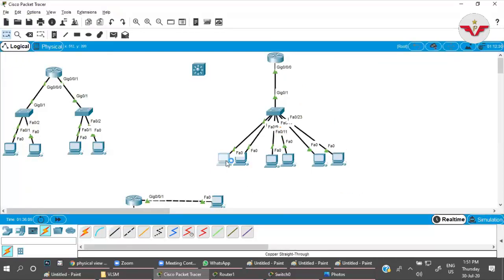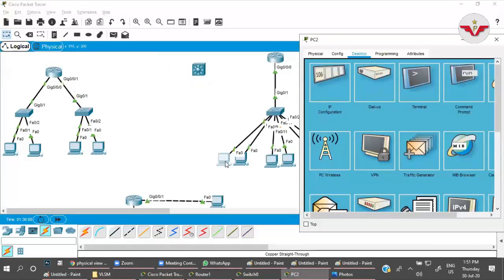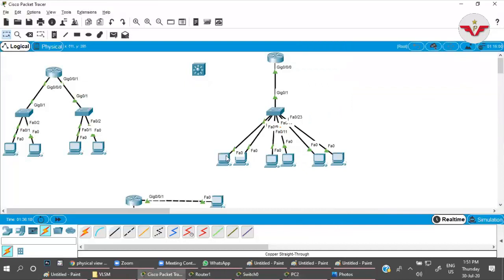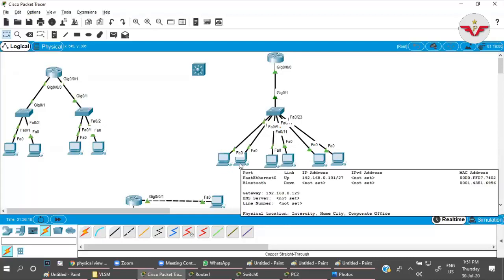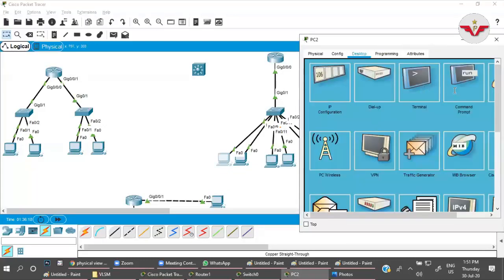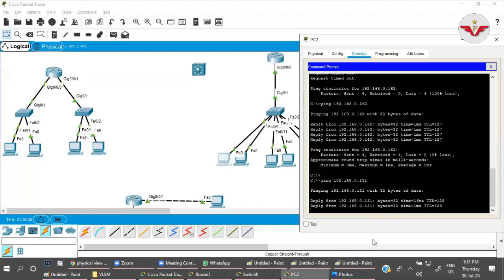Let us check if it's communicating between each other or not. So this PC is in the faculty network. The IP of this PC is 130 and this PC is 131. So let us check whether they are communicating between each other or not. Ping 192.168.0.131. It's working.